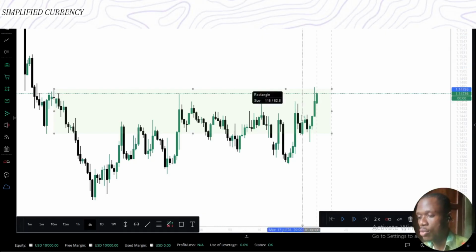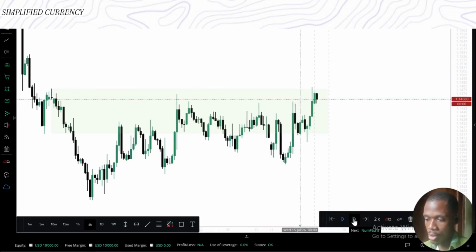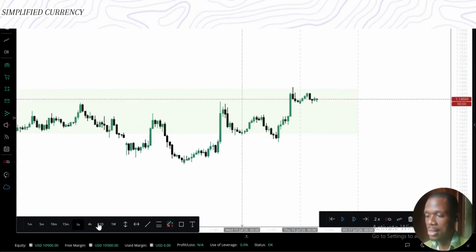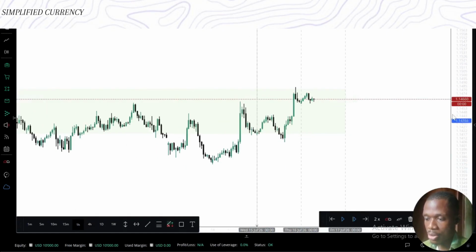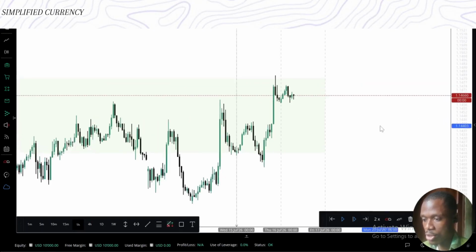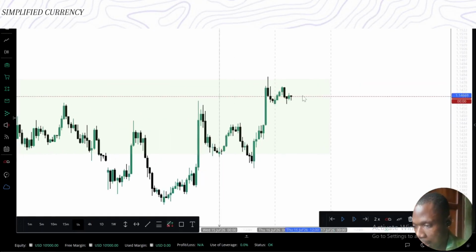Understand? So what happened was on that day, price, let me move over. Good. The moment I saw price came into this zone, I went down to my 1 hour time frame. All I was waiting for was just that shift. And that shift happened here. This was the 1 hour shift.